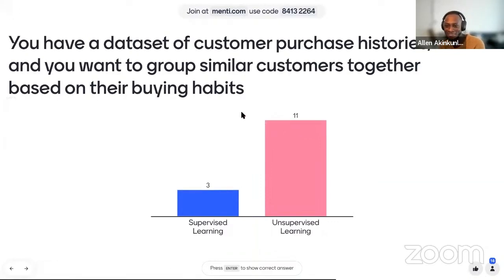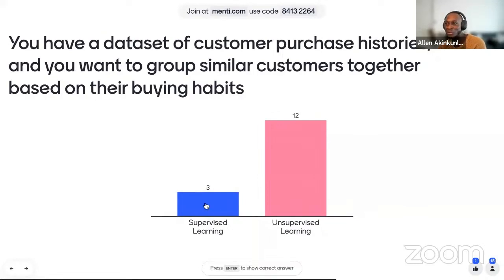This is very interesting. This is a very interesting split. 11 unsupervised learning. They may be wrong. This supervised learning people may be right. So who knows?